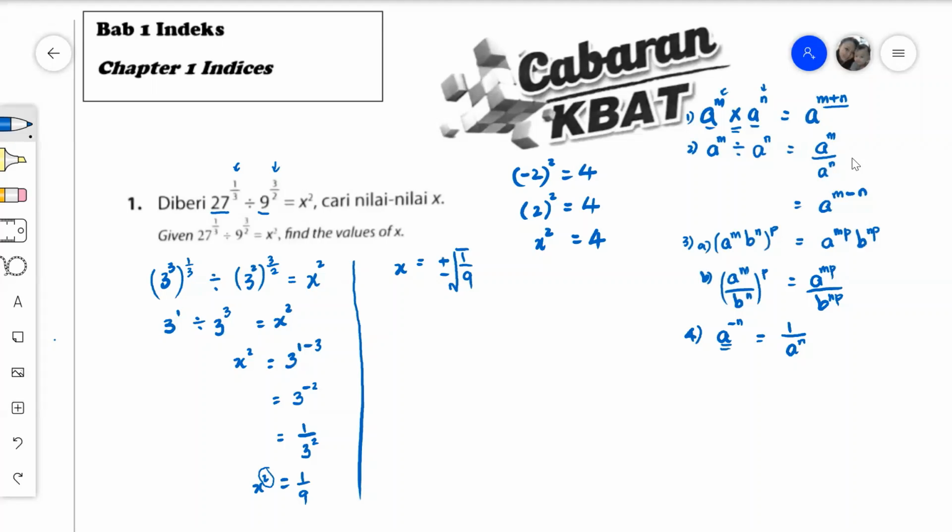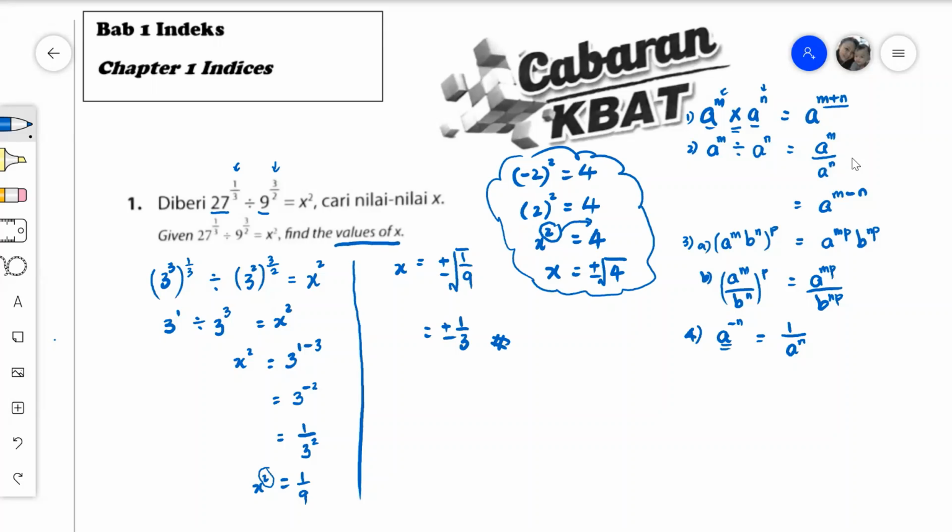So remember the rule: when we change the square across to the other side of the equation, we have to put plus minus in front of our inverse of the square, which is the square root. Okay, so that is the rule. Remember this. And therefore, we will have plus minus 1 over 3 as our answer. After all, the question says, find the values of x, so we will have more than one value of x. Okay, so that is question number 1.